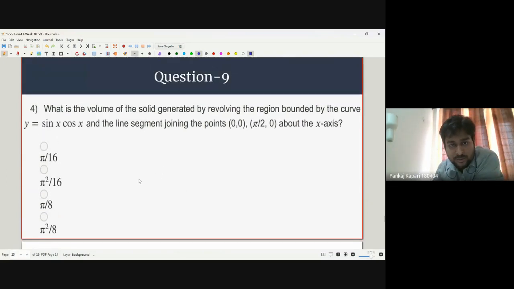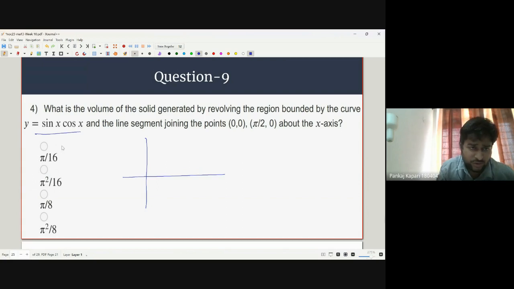Again, these are same kind of problems. You have to find volume of the solid which you get after revolving some region. So let's see what is the region. So here this region is bounded by some curve, and that curve is given by this y, which is sin x times cos x. So if you see, this is really half of sin 2x, right? It's equal to this. So it's a sine function basically, and it says that the region is bounded by this curve and line segment joining these 2 points.